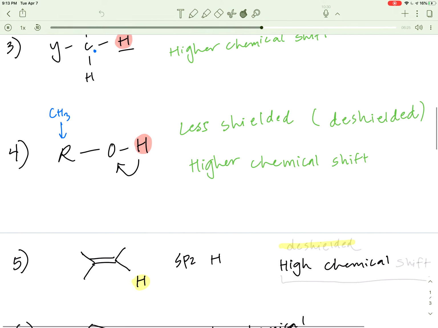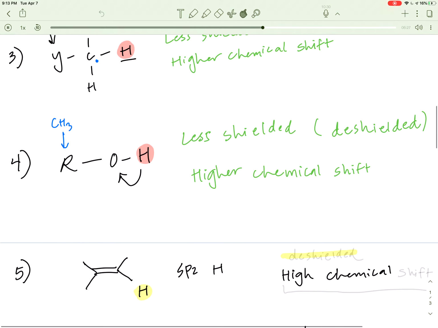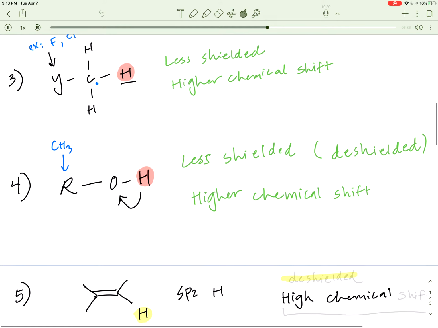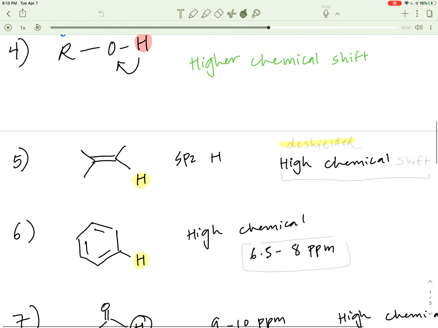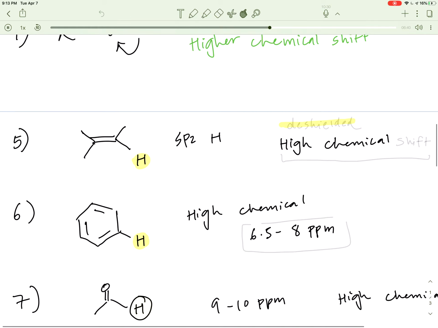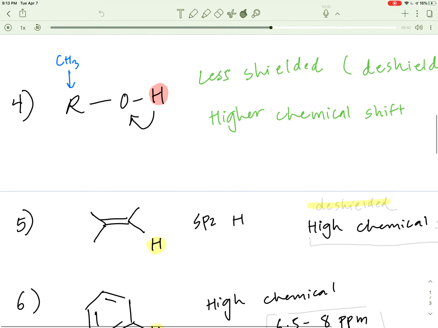Just know whenever I say something less shielded, sometimes they might call it de-shielded. Whenever I say less shielded, higher chemical shift, it's always in comparison to something else. Alright, let's look at number 5. Number 5 and 6 can be a bit harder, and this is when I think it's really good to memorize them.